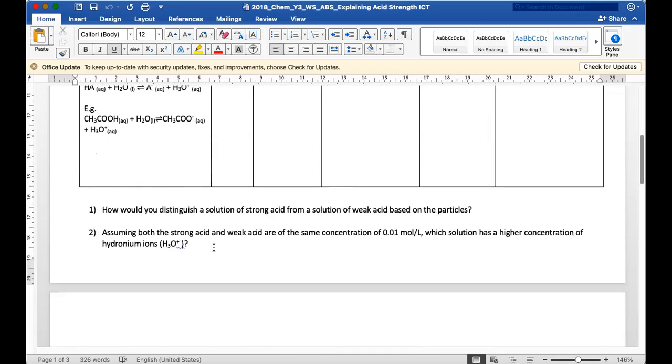There are some guiding questions to help students think further, like how do they distinguish a solution of a strong acid from a solution of a weak acid based on the particles, based on what they have observed from the animation. Assuming that both have the same concentration, which has a higher concentration of hydronium ions, or in mainstream school, it was taught to be H+. All right.